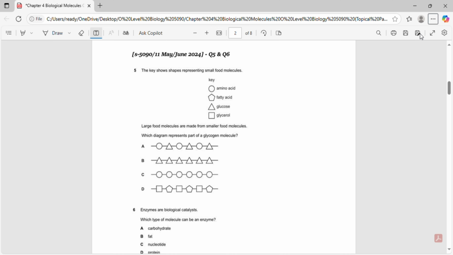To answer this, we need to think about what glycogen is made of. Glycogen is a polysaccharide, basically, a long chain made by joining many glucose molecules together. According to the key, glucose is shown by the triangle shape. So, the diagram that shows a chain of triangles is the correct one. That's option B. Option B shows several triangles linked together, which perfectly represents glycogen because glycogen is built from multiple glucose units. So that's the correct choice for this question.